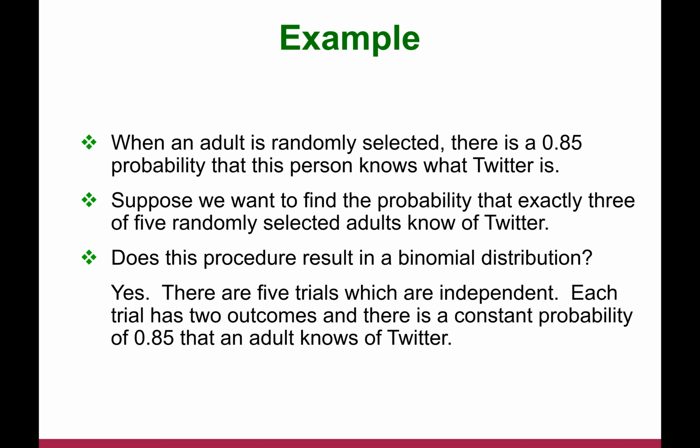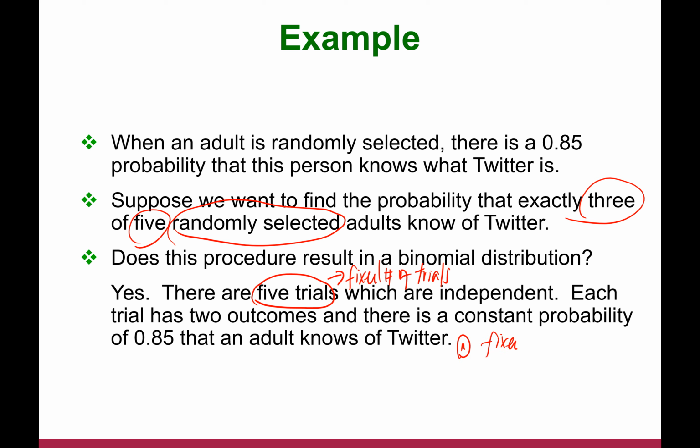Right, so let's take a look at an example. When an adult is randomly selected, there's a 0.85 probability that the person knows what Twitter is. Suppose we want to find the probability that exactly 3 out of 5 randomly selected adults know Twitter. Does this procedure result in a binomial distribution? First of all, there are 5 trials, right? So a fixed number of trials.